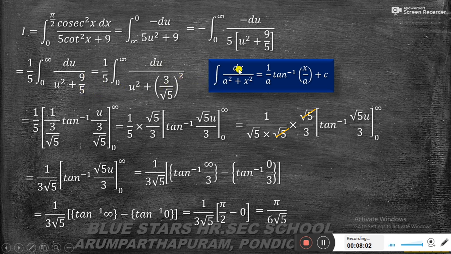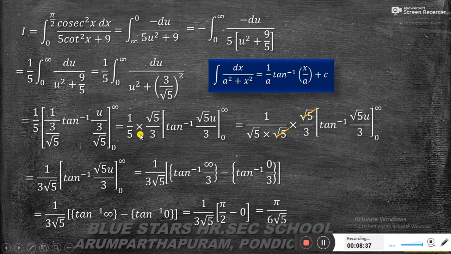So in the next step, integral dx by a square plus x square equal to 1 by a tan inverse x by a plus c. This is the formula: integral of dx by a square plus x square equal to 1 by a tan inverse x by a plus c. So in the next step, here x equal to u, a equal to 3 by root 5. Therefore 1 by 5, into the formula 1 by a, which means 3 by root 5. I substitute 1 by a as 3 by root 5 tan inverse x by a, x means u by 3 by root 5. So the limit is 0 to infinity.